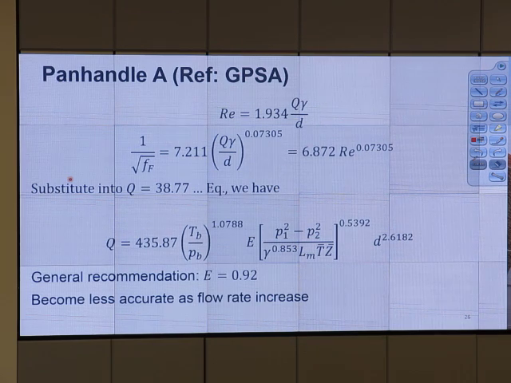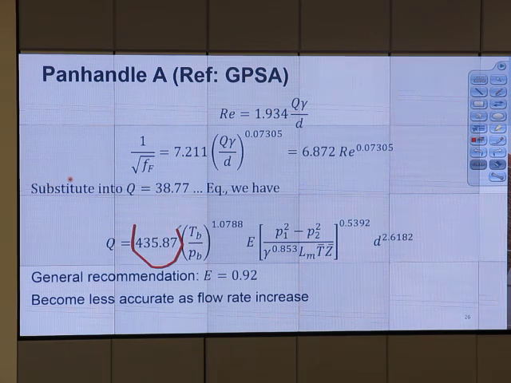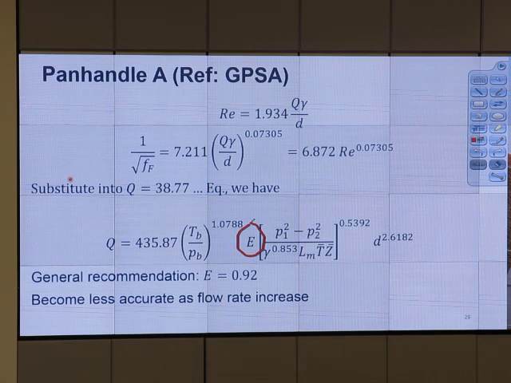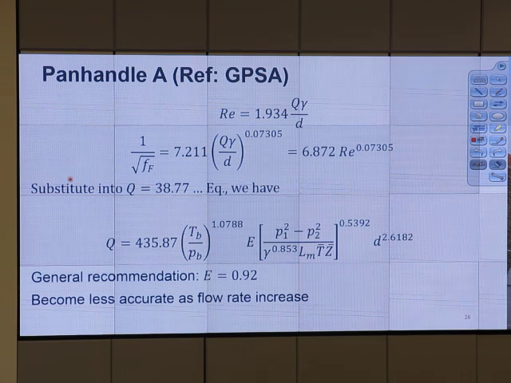Panhandle A is another one. Weymouth is for short pipe, not cross-country pipeline. Short pipe, you can say 1 mile. 1 mile is relatively short compared to 500 miles, or 1,000 miles. So Panhandle A is for longer length. This is the equation. We have some constant E, and the general recommendation for E is 0.92 for Panhandle A.